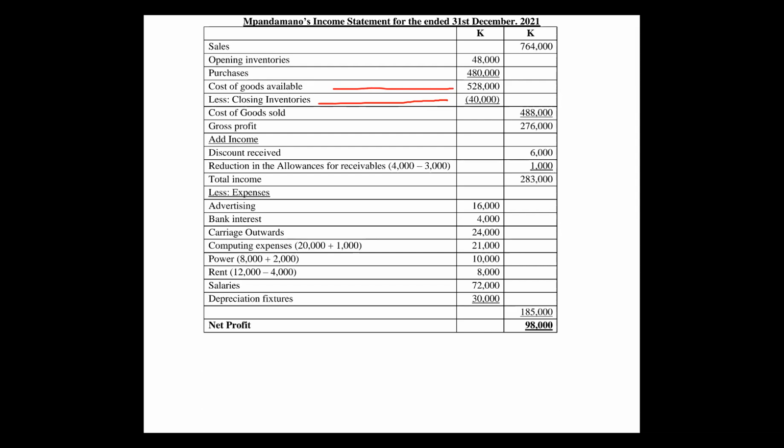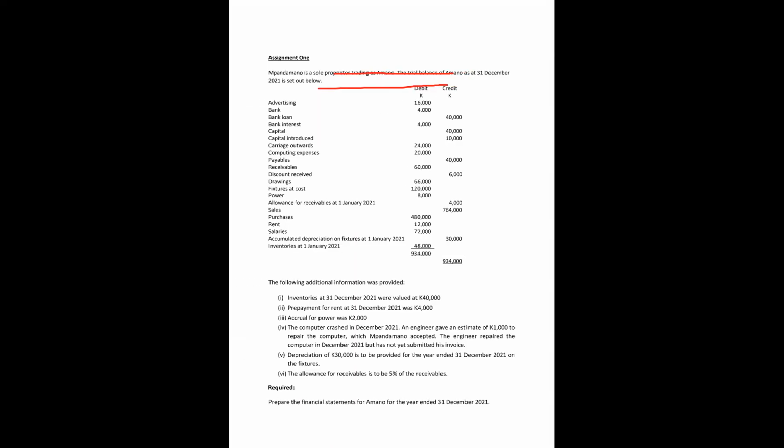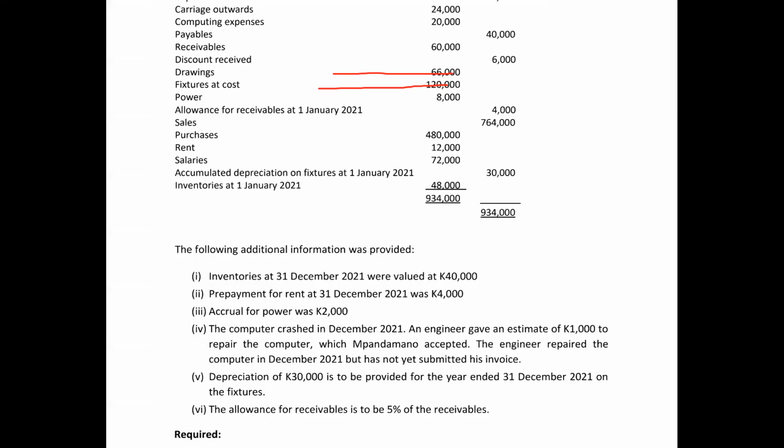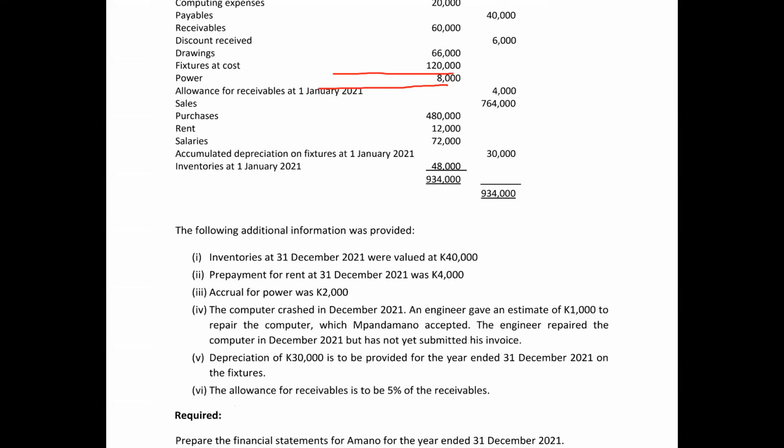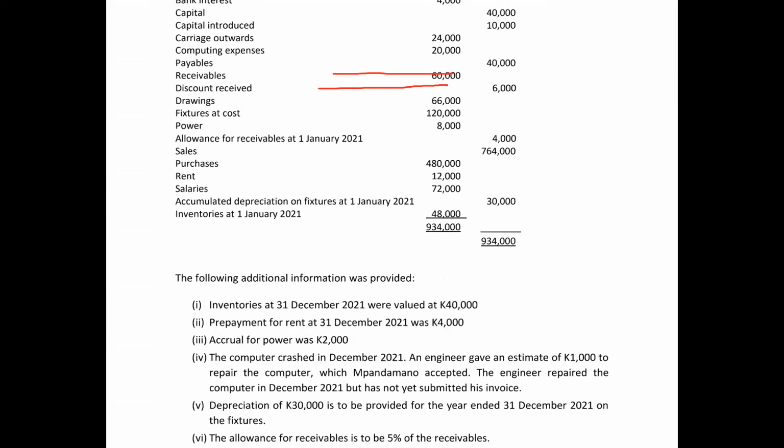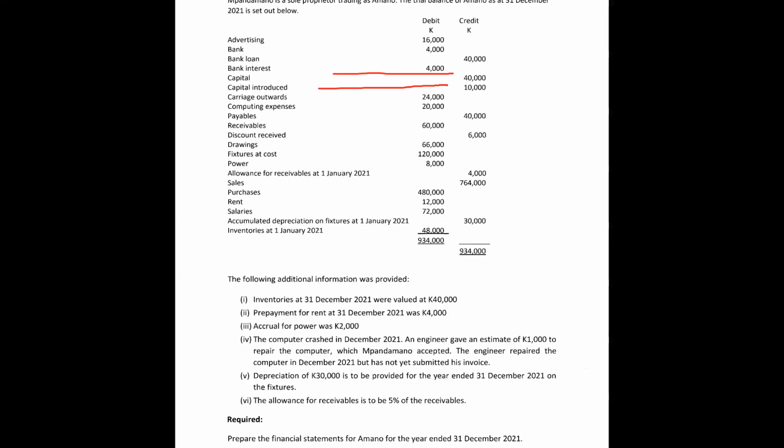Yes, sir. So you mean the carriage inward is treated as an expense for transporting goods? Carriage inward, yes, sir. It's not an expense, it's added. Carriage inward is added, in the actual sense.